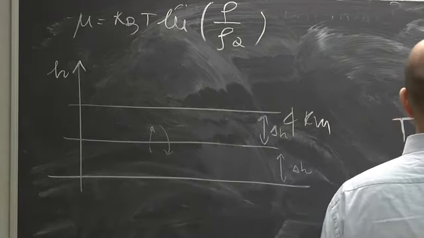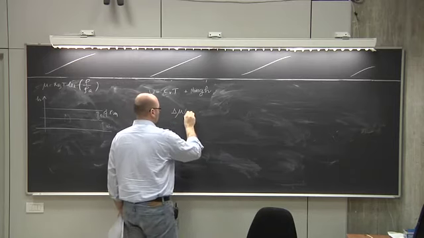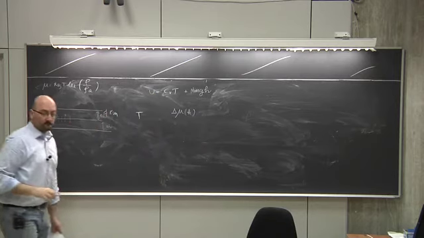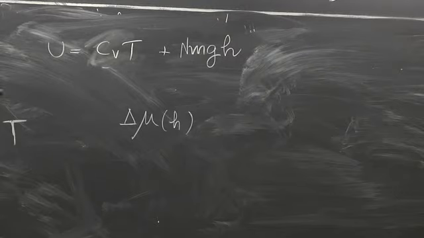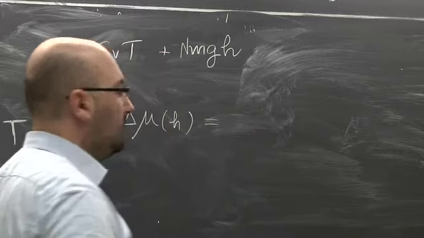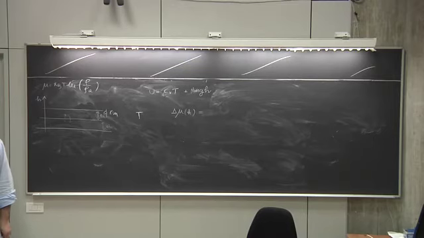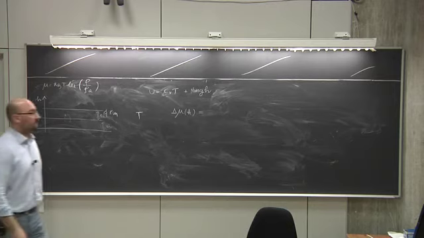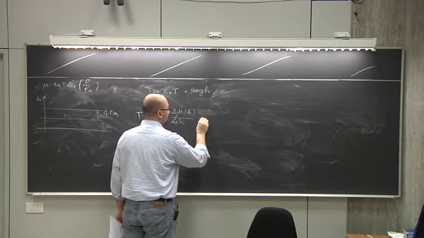So the change in the chemical potential between different slices, if we are at equilibrium, is equal to 0, right? The change in chemical potential is 0 because that's the equilibrium condition. So I can divide it by delta H and I get 0.